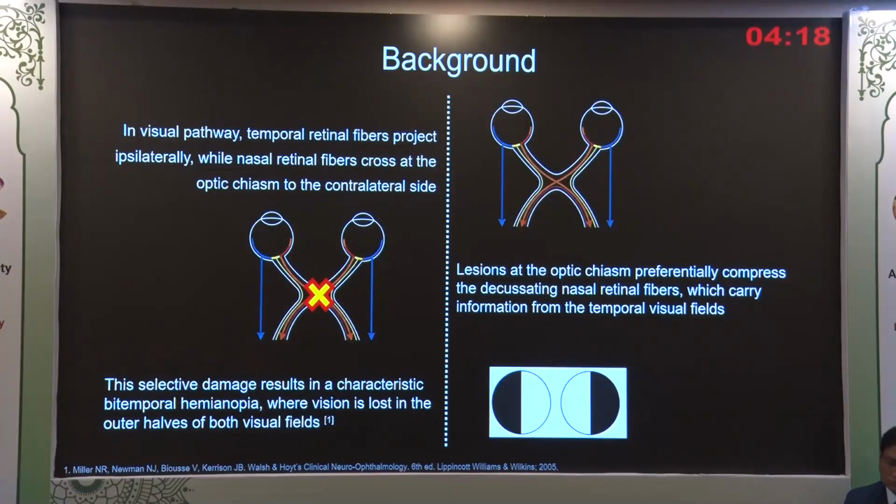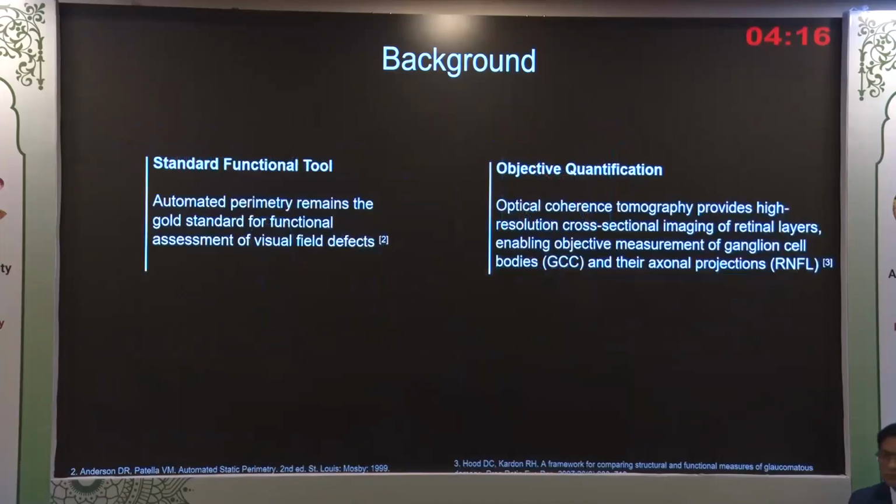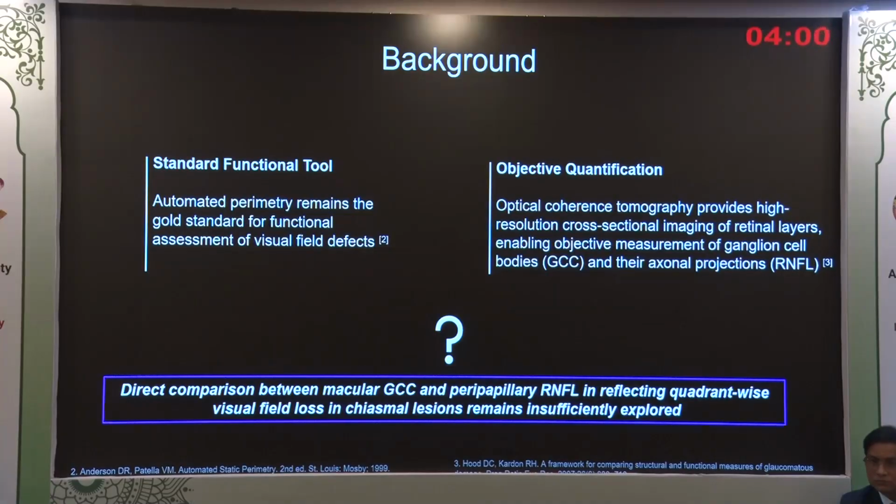This brings us to how we assess structure and function clinically. Automated perimetry remains the clinical gold standard for functional assessment of visual field defects. OCT, on the other hand, provides objective structural quantification. Macular GCC measures ganglion cell bodies, while RNFL reflects their axonal projections. Yet, direct sector-wise comparison between GCC and RNFL in chiasmal lesions remains insufficiently explored. This gap formed the basis of our study.